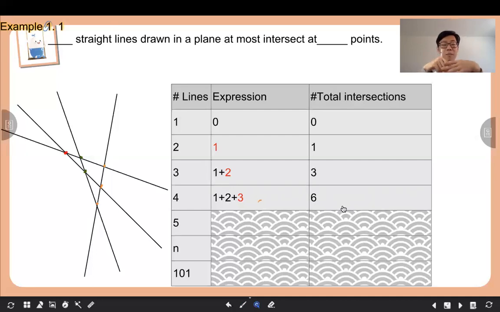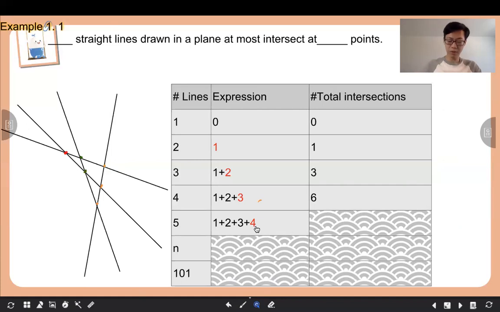Okay, do you find a pattern here? Right, 1, 2, 3, the red numbers, how do they relate to the number of lines? Someone is getting it. So before I draw the 5th line, can anyone tell me what the expression should be? Right, we should add 4 to it because the 5th line will intersect with the previous 4 lines. That's why it will introduce 4 more points here. That's why the red number should be 4.